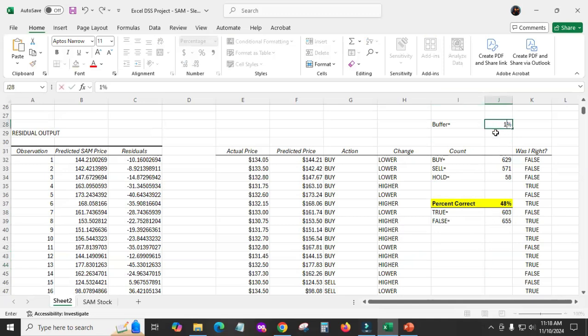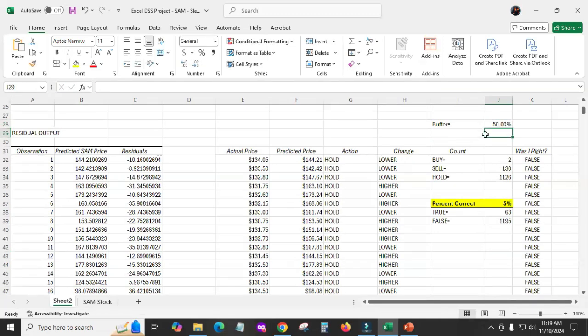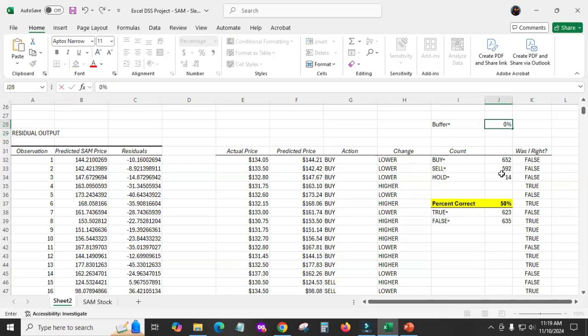Let's change the buffer. If I go to 1%, I am more correct. If I go to 6%, I am less correct. If I go to a half a percent, 0.005, I am floating around 50%. If I don't use a buffer, I'm about 50%. So you can play around with this. There really is no right buffer.